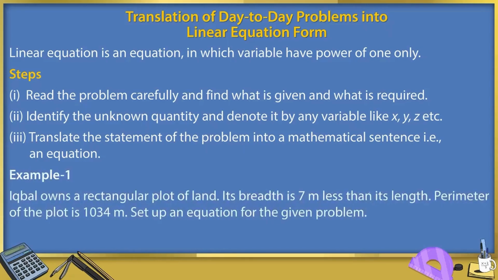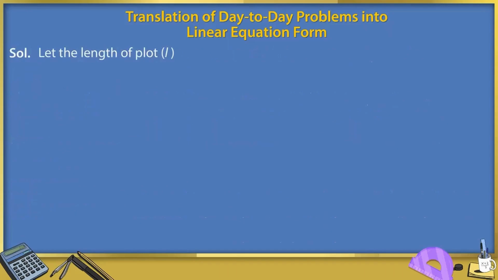Example 1. Iqbal owns a rectangular plot of land. Its breadth is 7 meters less than its length. The perimeter of the plot is 1034 meters. Set up an equation for the given problem. Solution. Let the length of the plot, L, be x meters. Therefore, breadth B is x - 7 meters.